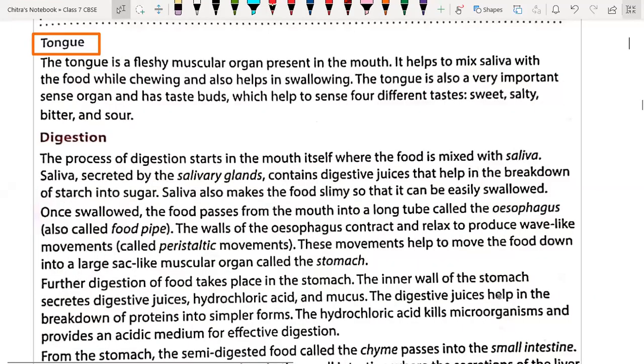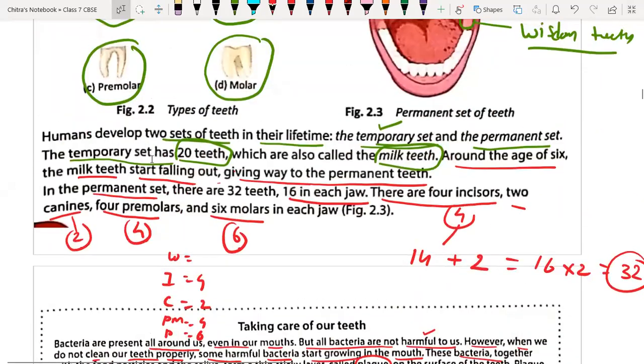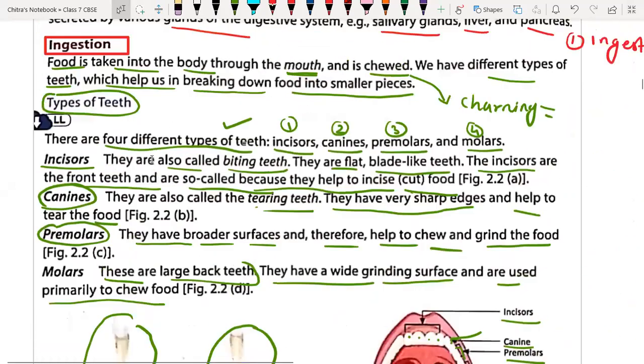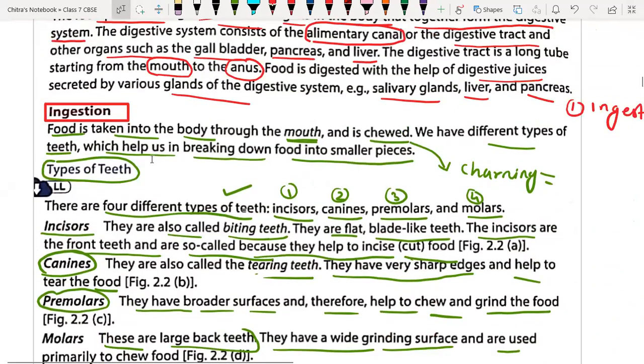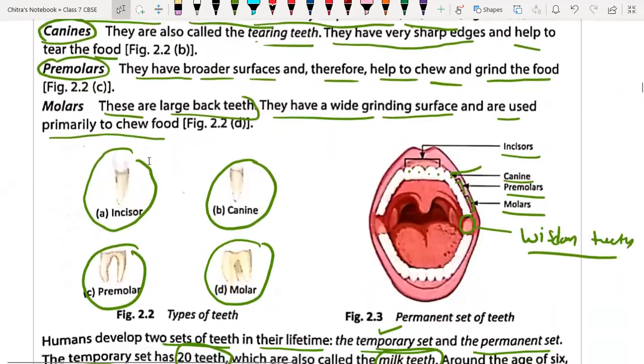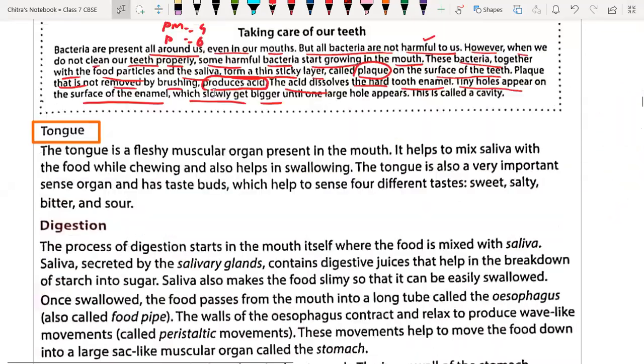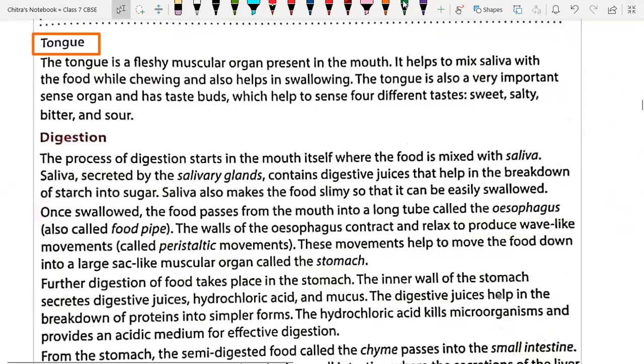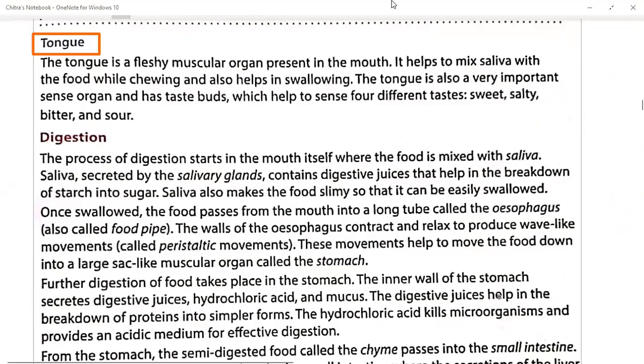So today we are going to continue with our chapter called Nutrition in Animals. In this chapter, we have already gone through the 5 stages of nutrition in human beings, which are nothing but ingestion, then digestion, then absorption of nutrients from the food, then assimilation and excretion, which is nothing but the removal of waste material out from the body.